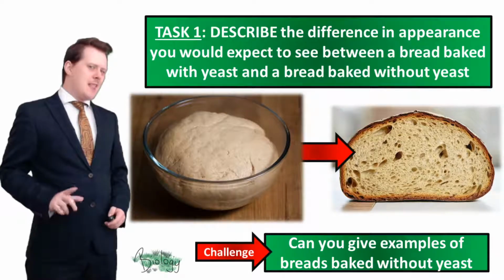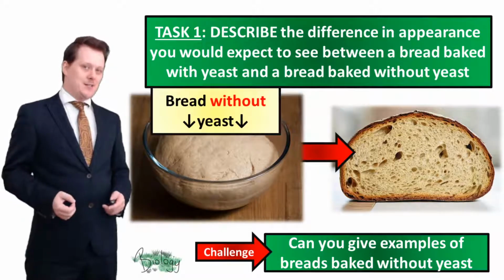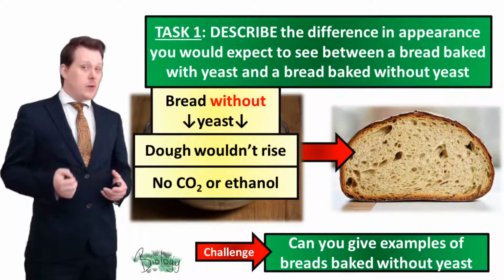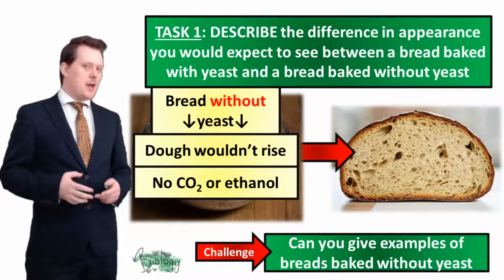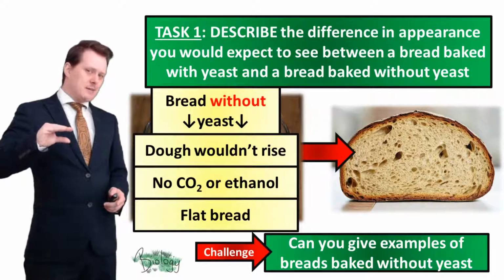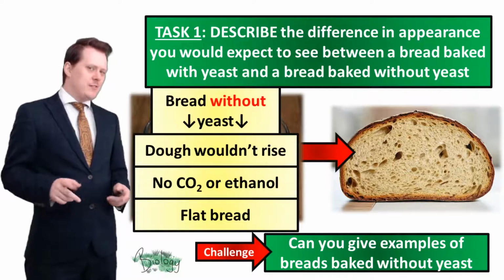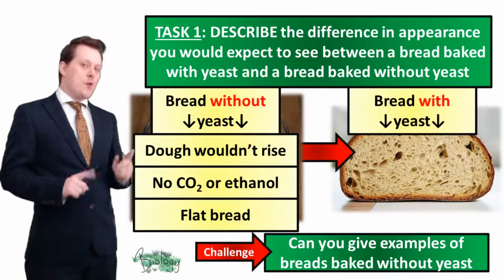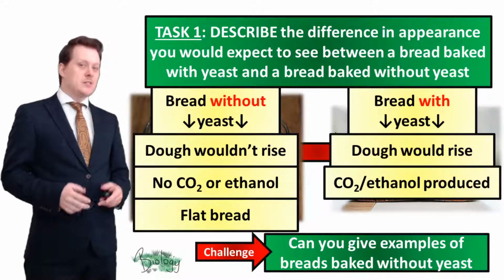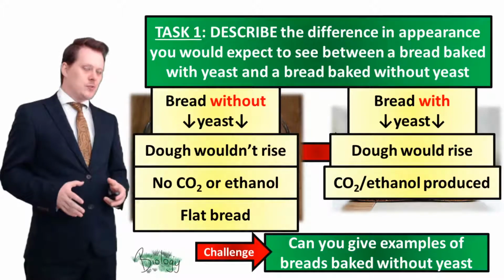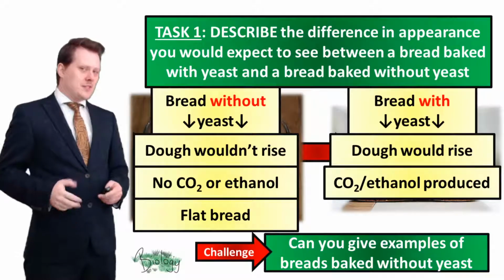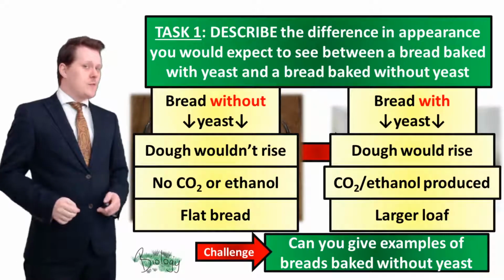You got some answers? Let's have a look at our bread without yeast. The dough will not rise because there's going to be no CO2 or ethanol produced because there is no anaerobic respiration. This is going to result in a flatter bread. But to fully describe the difference, we need to also make reference to our bread with yeast. In this case, the dough would rise because CO2 and ethanol are produced. Because that yeast is there, that anaerobic respiration is occurring. This is going to result in a larger loaf of bread.